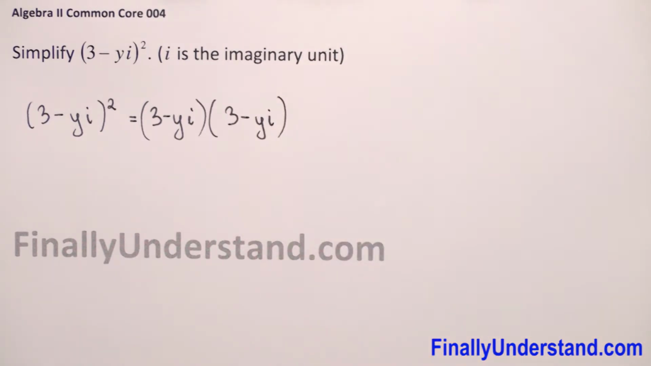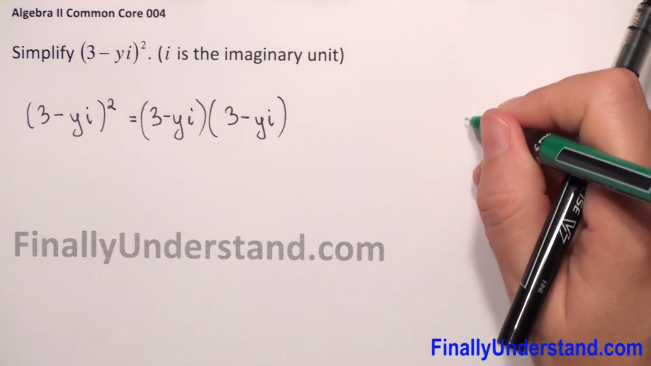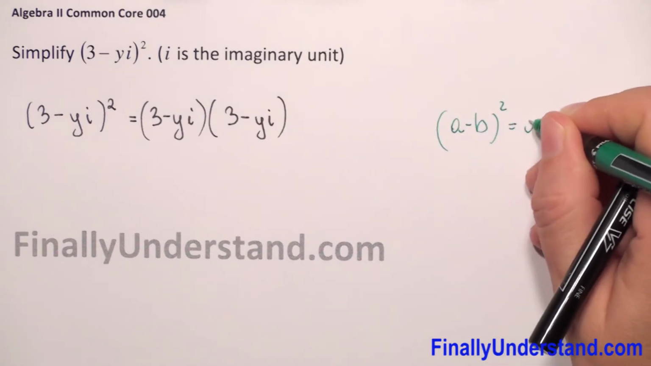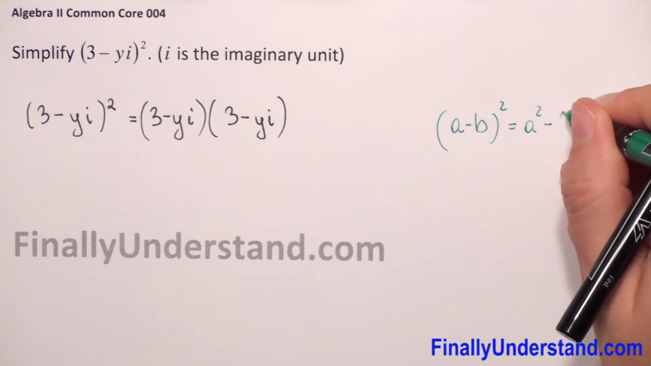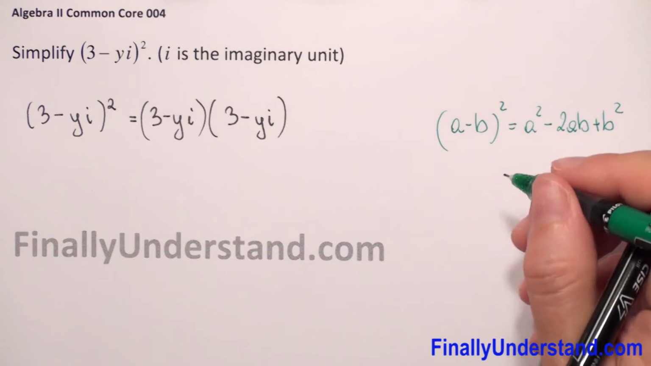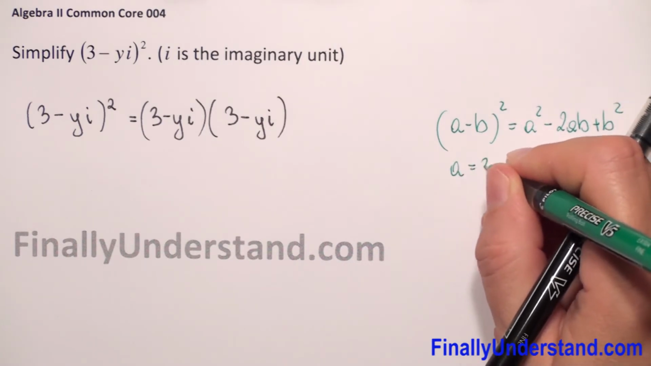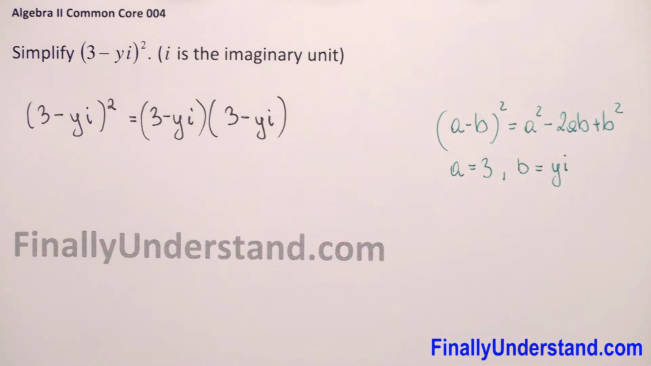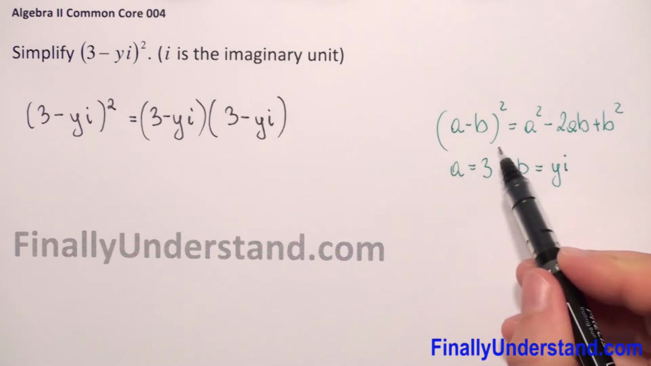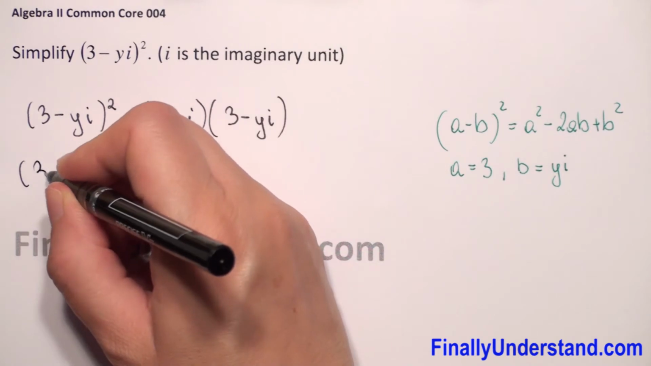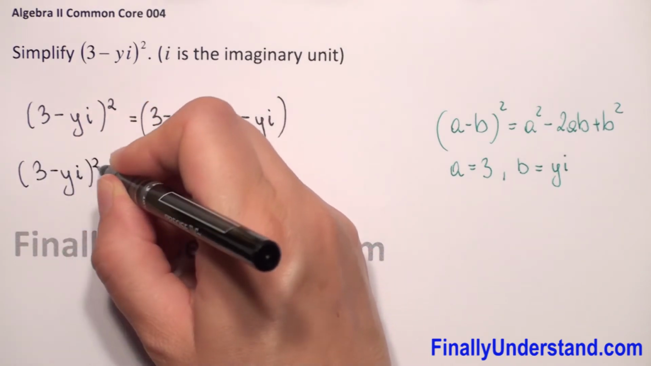Or we can use here the square of difference formula, when we have (a minus b) to second power. This is equal to a square minus 2ab plus b square. In our example, a is equal to 3 and b is equal to y times I. So I will use this formula, square of difference. So let me rewrite this one more time: (3 minus yi) to second power.